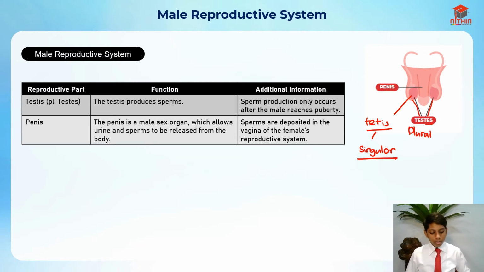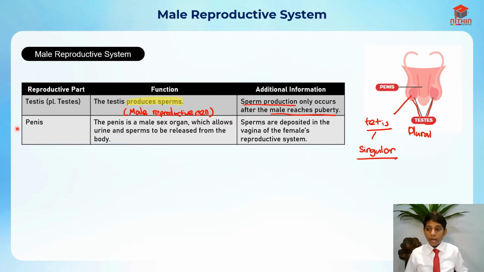So what is the function of the testis? The testis produces the sperms. The sperms are the male reproductive cell. For additional information, you should know that sperm production only occurs after the male reaches puberty.